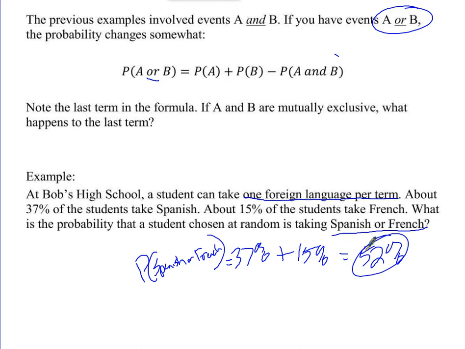And hopefully, if you think about it, that should make sense. If I got a group of kids taking Spanish and a different group of kids taking French, and I add those two groups together, I get a total number of kids out of the population of the school who are taking a foreign language. So 52% there makes sense, hopefully. This is the formula you need for OR situations. It can be one or the other.